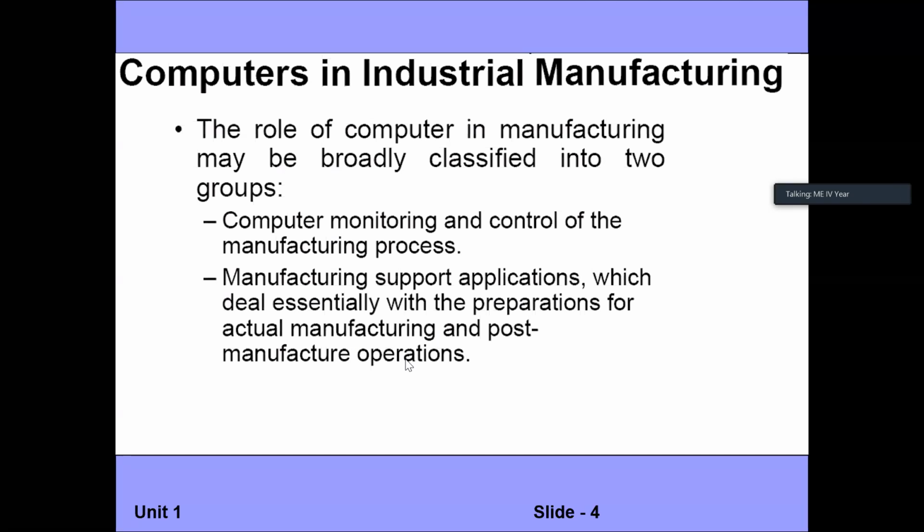Pre manufacturing is nothing but your design process, your CAD model and analysis part, and after that, post manufacturing operations are nothing but quality control. So in the second portion we have the CAD/CAM role in industrial manufacturing. Is the difference clear now? Yes, sir.